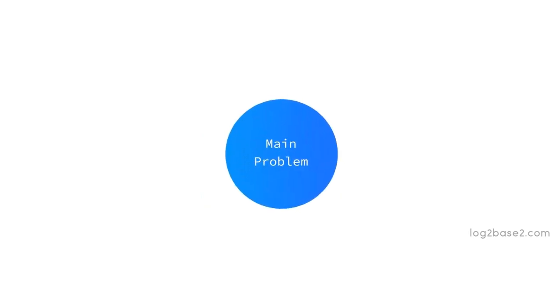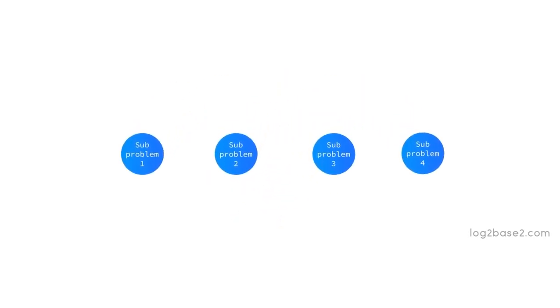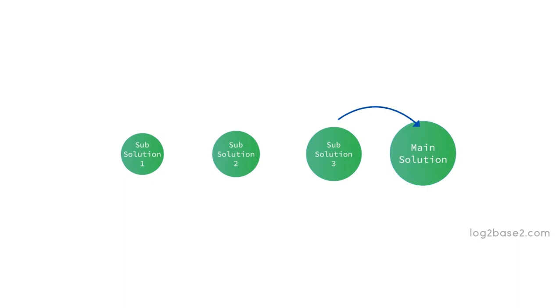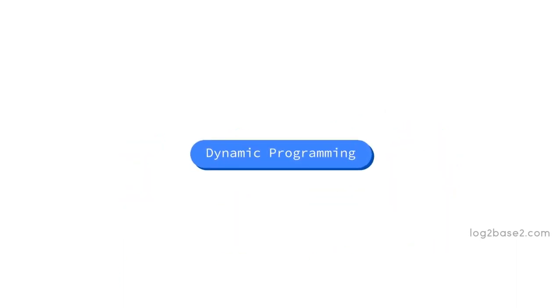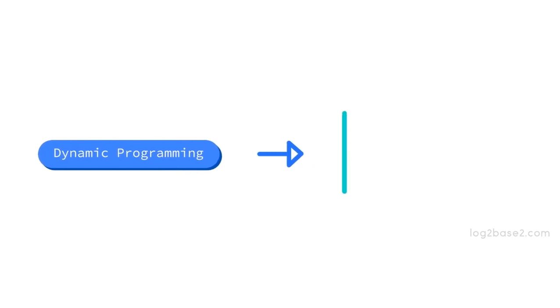First, the problem will be divided into multiple sub-problems. Secondly, solve the sub-problems and store the result. And finally, using the results of sub-problems, solve another bigger sub-problem and continuously follow this approach to solve the large problem. There are two kinds of approach in dynamic programming. First is the bottom-up approach and the second one is the top-down approach. Let us understand them one by one.